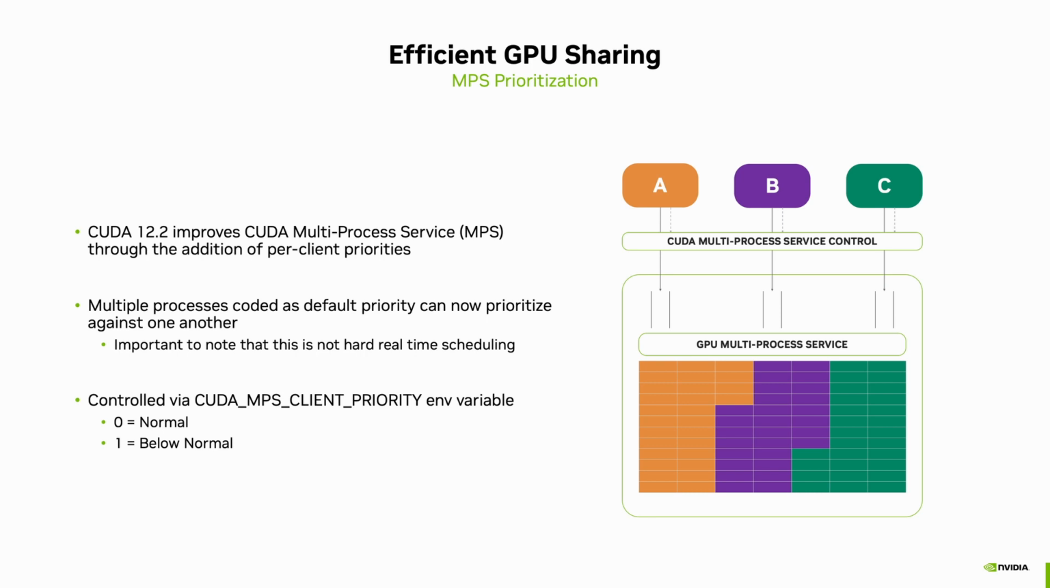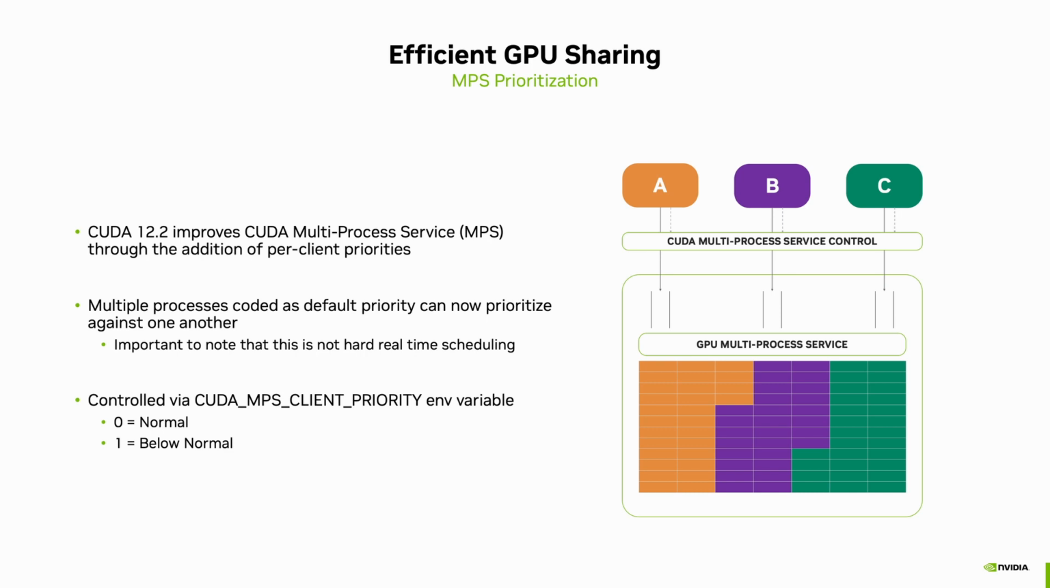We've also made some really important enhancements to how we share GPUs with our GPU multiprocess service. And that is through the addition of per-client priorities into the system. So you can imagine a scenario where you have two applications. Both were written with the assumption that they were the only process running on that system. They're both running at the same priority. But now, in a real deployment environment, you, as the person orchestrating that system, want, for example, application A to run at a higher priority than application B.